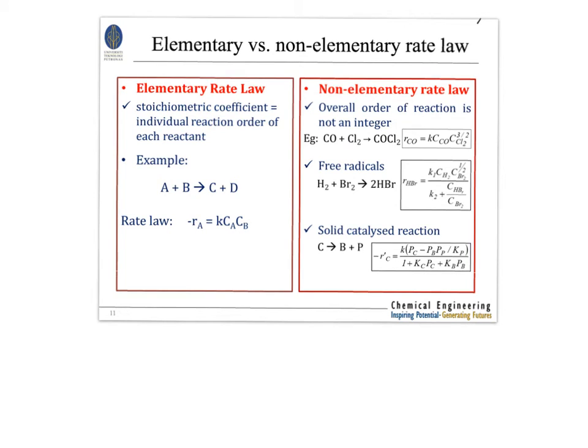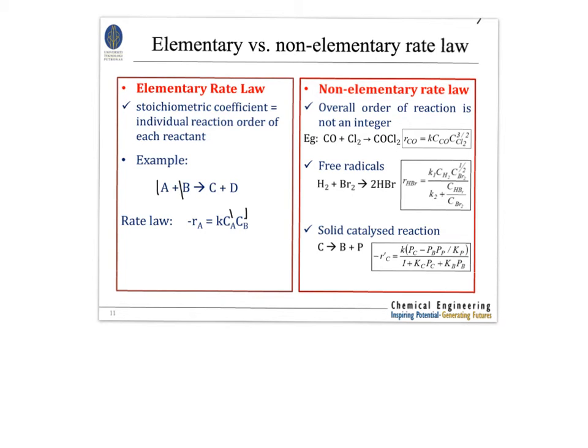You have learned about the elementary and non-elementary reaction in your foundation, so this is just a recap. An elementary rate law involves a single step reaction, and the stoichiometric coefficient equals the individual reaction order of each reactant. For example, you have A plus B producing C and D. Since you have only A and B, the stoichiometry is 1A plus 1B. So the rate law is minus rA equals k CA to the power of 1 and CB to the power of 1.